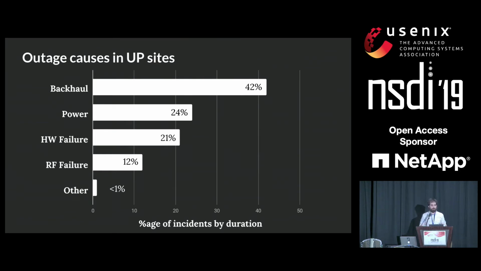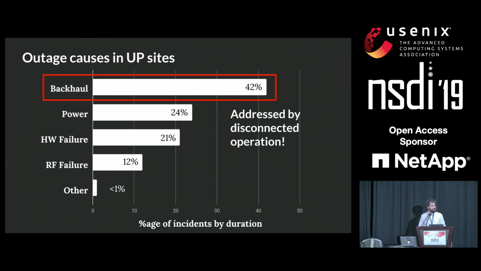It's susceptible to rain fade, and we're in the tropics. We get typhoons and stuff in the Philippines, so the systems go down quite frequently. But fortunately, these backhaul failures are typically intermittent, and this is exactly what we address by disconnected operation.